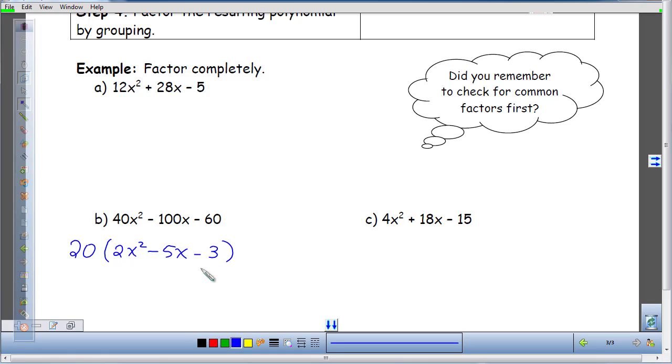Now when I multiply my leading coefficient and my constant, I've got -6. The factors of -6 that add up to -5 are what? Nope, -3 and -2 don't give us -6.